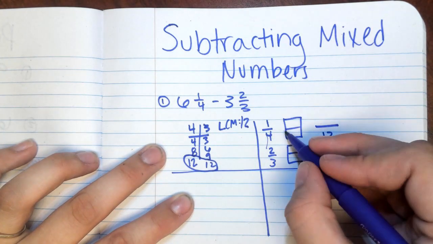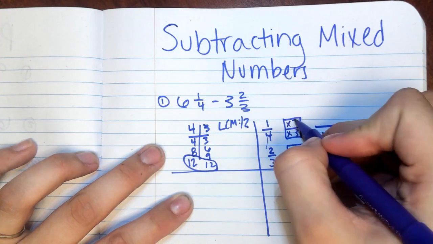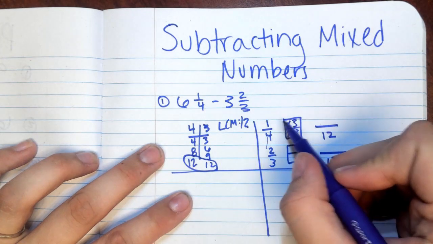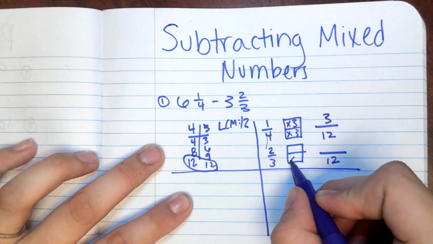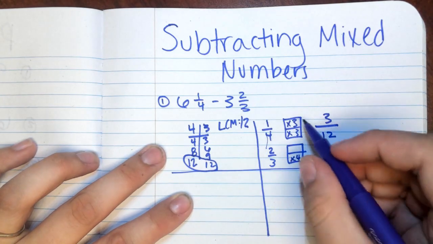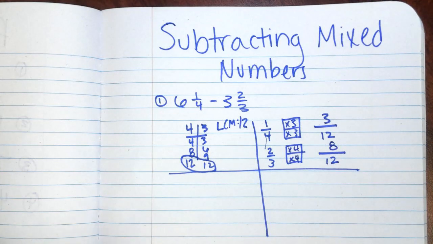So 4 times 3 makes 12. Anything you do to the bottom, you must do to the top. 1 times 3 is 3. 3 times 4 is 12. So 2 times 4 is 8. These are my new fractions.